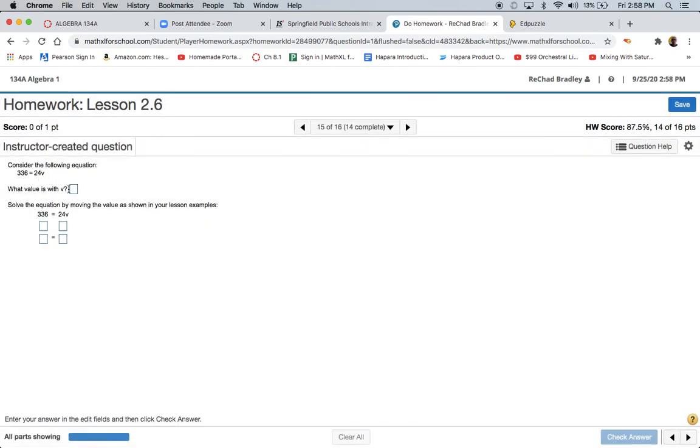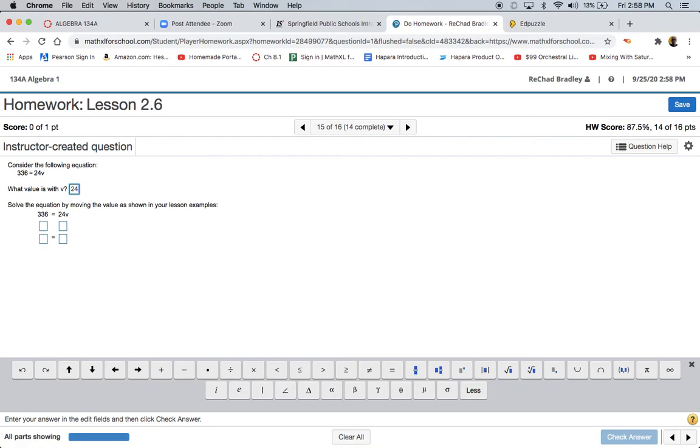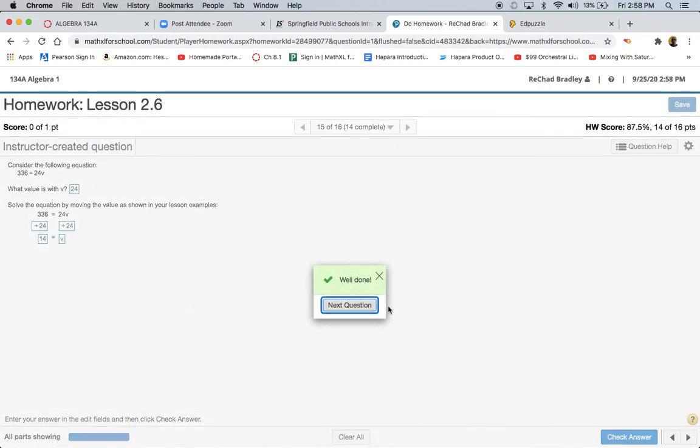The value with V here is 24. If I want to move this 24, it is being multiplied, so I must divide 24 on both sides. Let's see if I can guess this. 10 would put me at 240. The number that ends in 6 is 4, so 14 maybe? And that would go away, leaving me with just V.